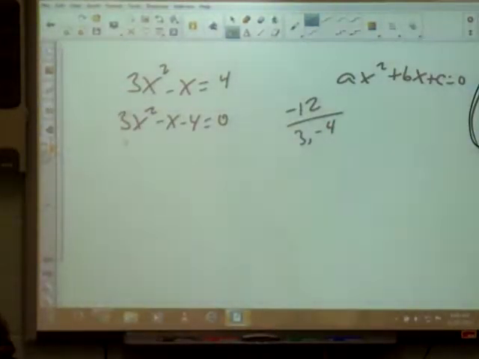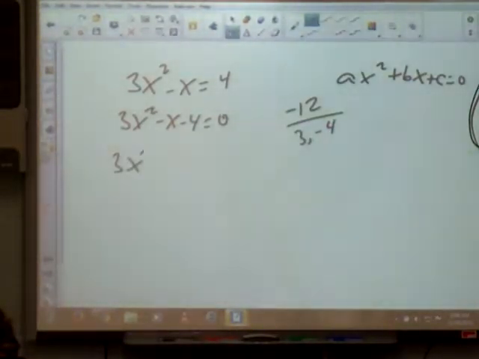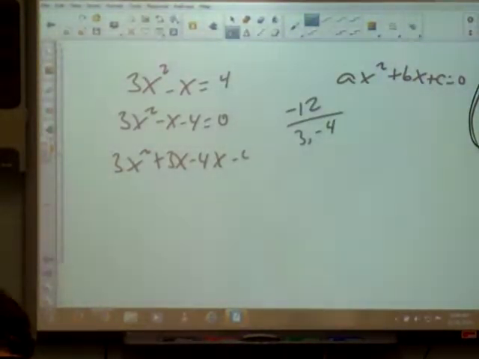Since this is a 3 and not a 1, I'm going to have to do grouping. And she said them in the order that makes sense. The 3 would be close to the 3 and the negative 4 would be close to the 4. So this would be 3x squared plus 3x minus 4x, substituting those factors in, and then minus 4 equals 0.